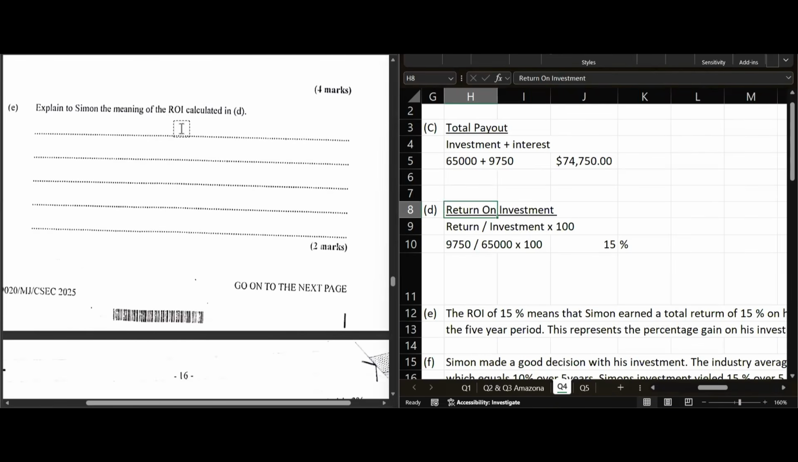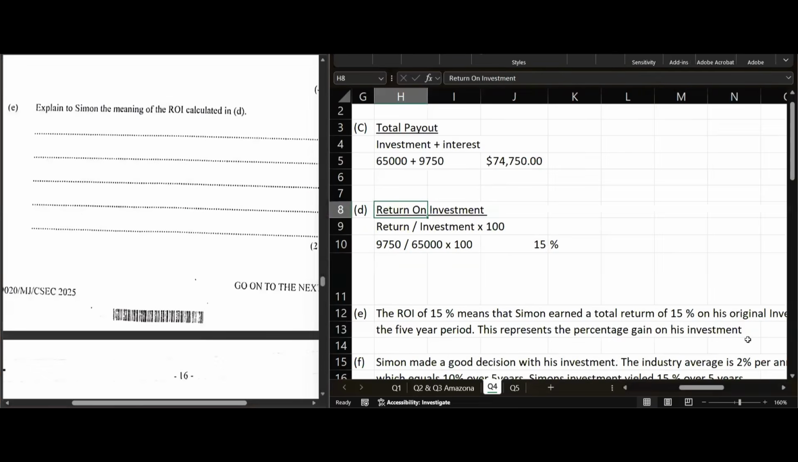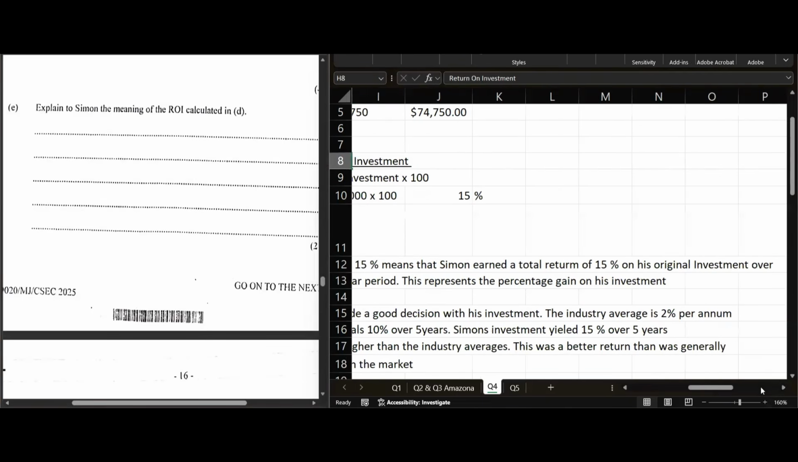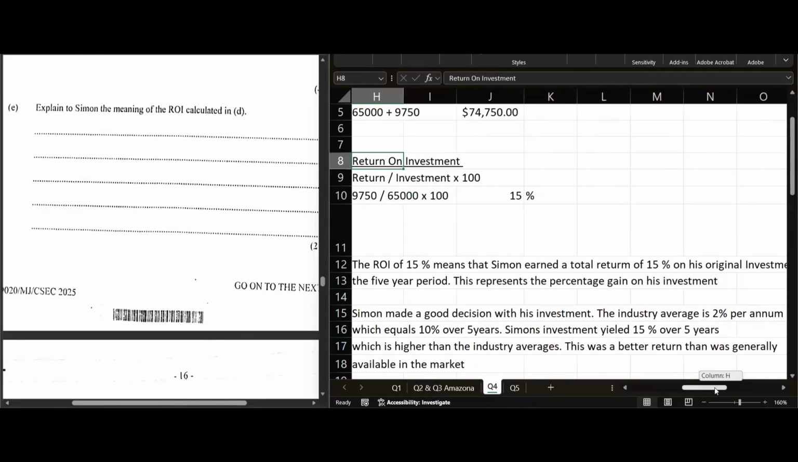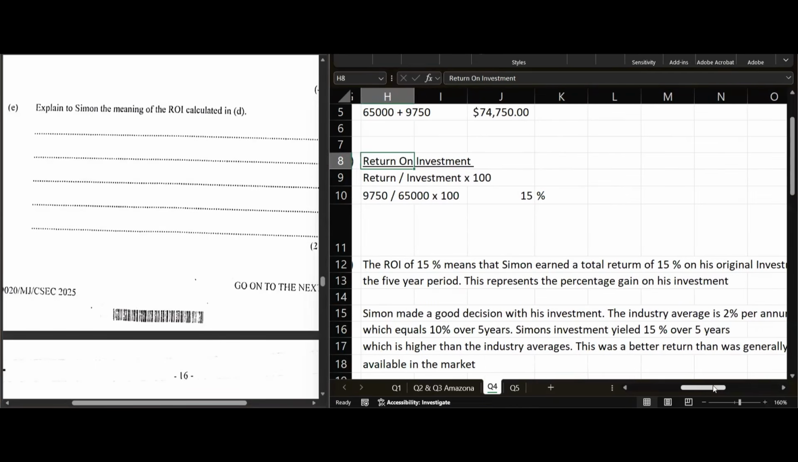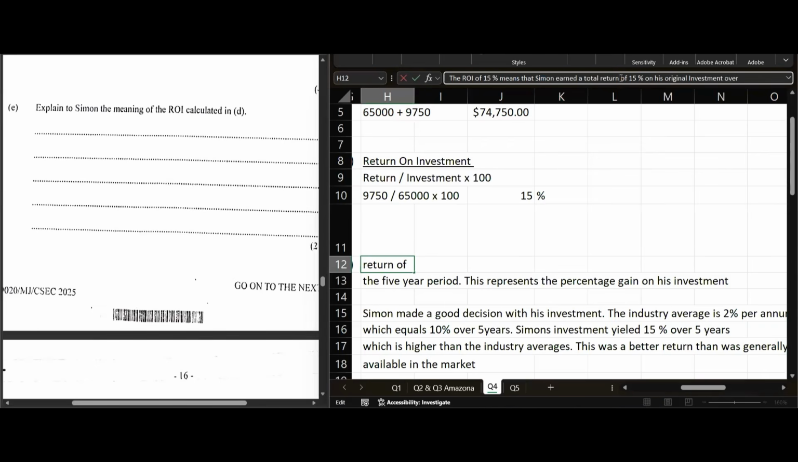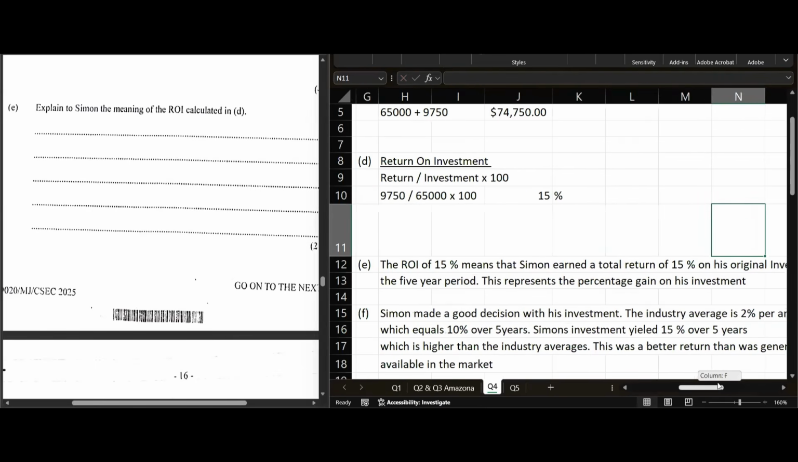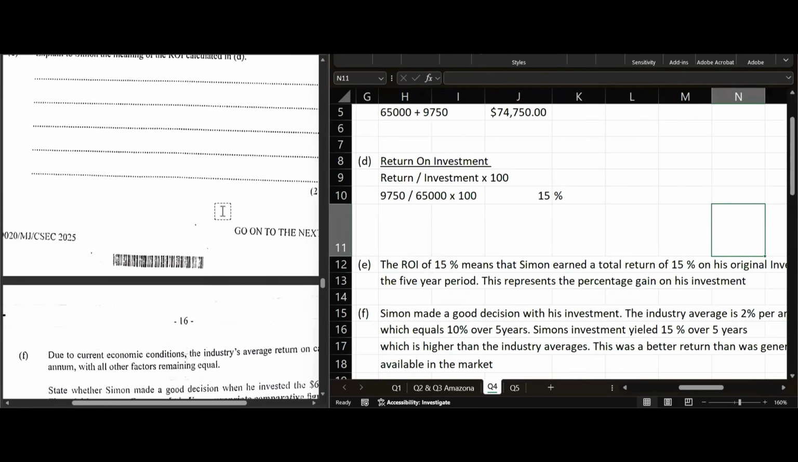Now part E, explain to Simon the meaning of the ROI. Well, here we go. Have a look at the meaning right here, guys. The ROI of 15% means that Simon earned a total return of 15% on his original investment over the 5-year period. This represents the gain on his investment. That's it. ROI means that Simon earned a total return of 15% on his investment over the 5-year period. This represents the return on the investment, which is the percentage gain on the investment. Great job, guys. And that was just 2 marks, but we got through pretty well.